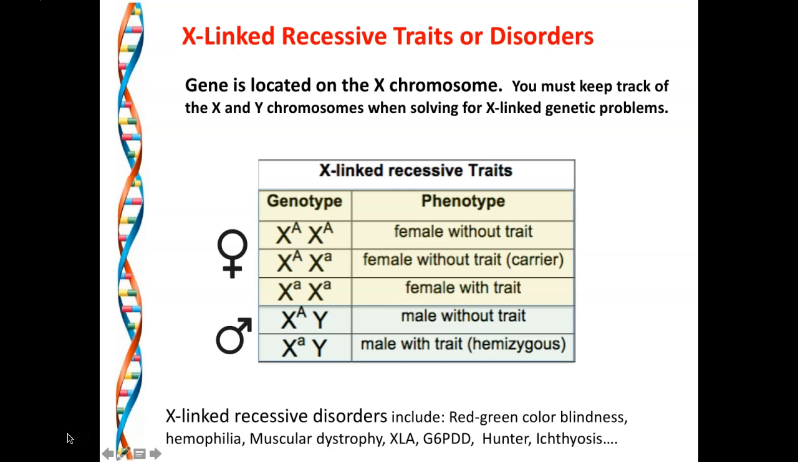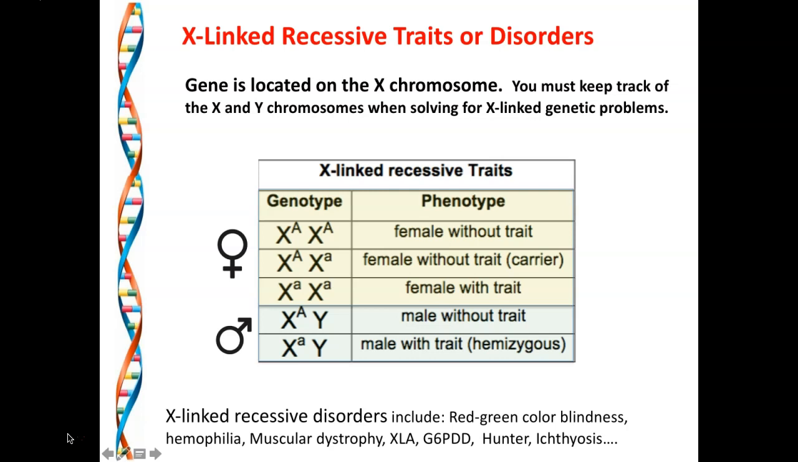So if you're working on X-linked traits, you have to keep track of the X and the Y chromosomes when you solve the problem or do the Punnett square. And the table right here shows you that if you have a genotype for females, obviously they will have two X's. And then for males, there will be an X and a Y.